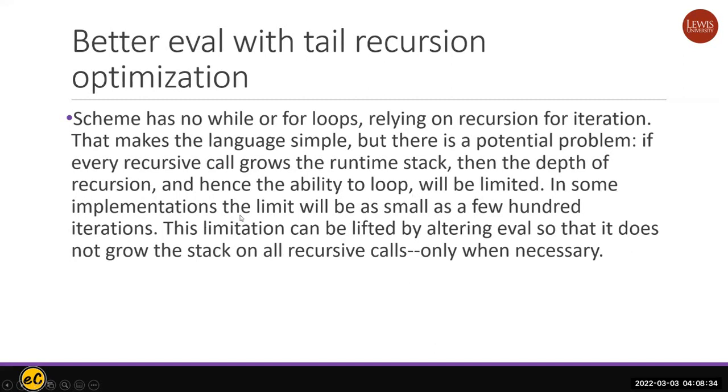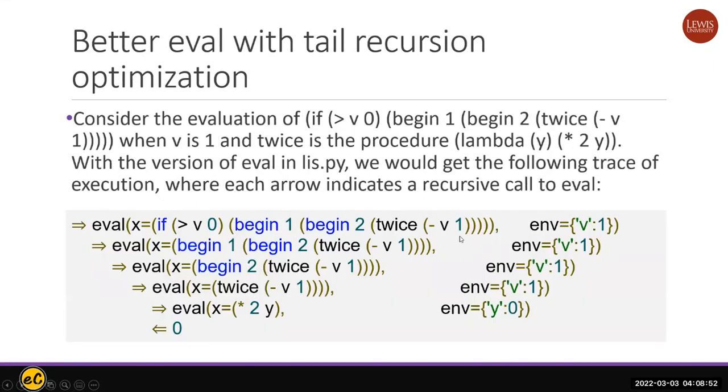In some implementations, the limit will be as small as a few hundred iterations, then you may have a stack overflow pretty soon. This limitation can be relieved by altering eval so that it does not grow the stack on all recursive calls. So try to optimize the tail recursion. Try to optimize it. Consider the re-evaluation of this thing.